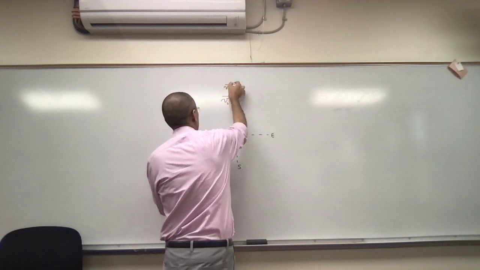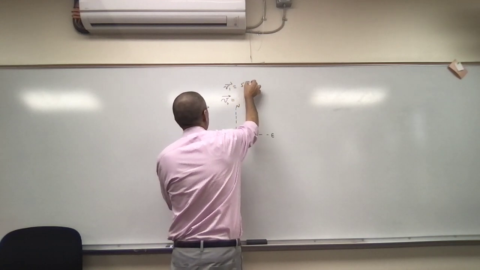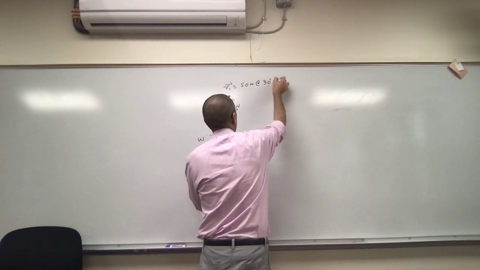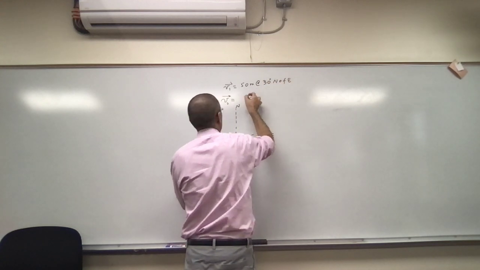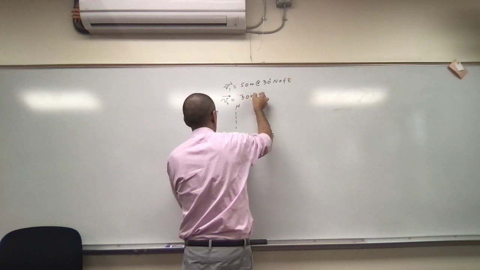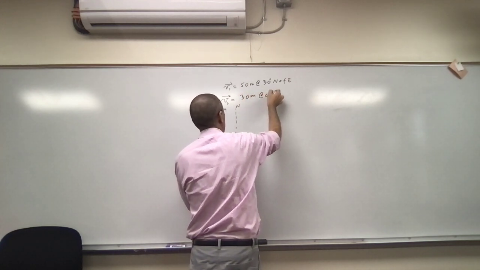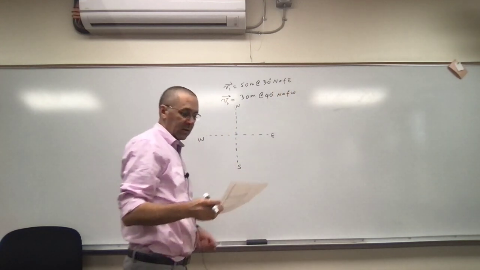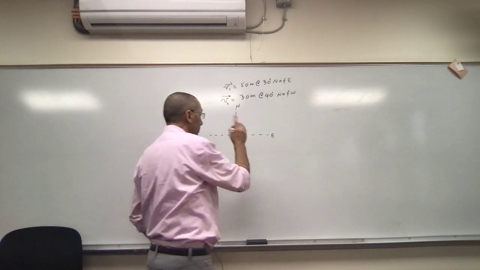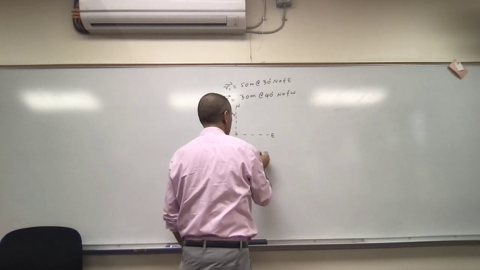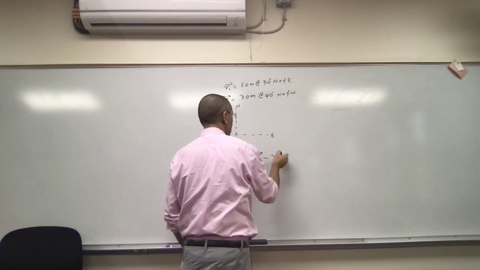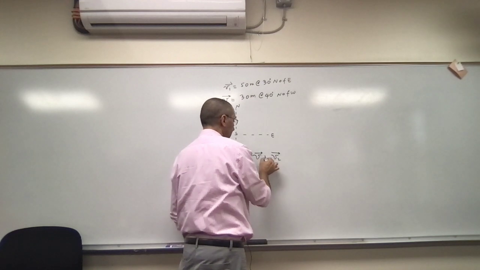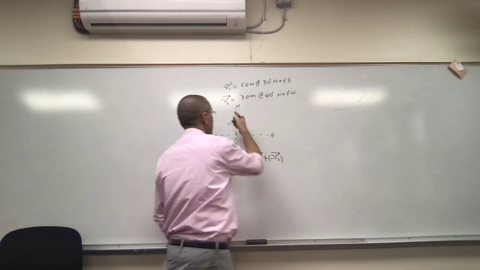V1 here is going to be 50 meters at 30 degrees north of east. And V2 is going to be 30 meters at 40 degrees north of west. Okay, now how do we represent this? Well, what I want to actually do is find V1 minus V2. Now, when you subtract a vector, just like in math, it's like adding its opposite. The question is, what's the opposite of a vector?